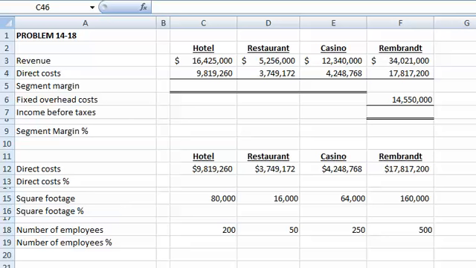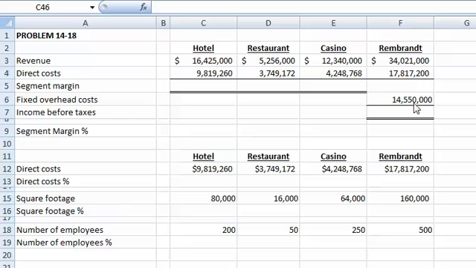In this problem, we're asked to consider the operations of the Rembrandt Hotel, Restaurant, and Casino Complex. We're given information regarding the revenues and the direct costs of the hotel, the restaurant, and the casino, and we can total them up to get the entire complex revenues and direct costs.